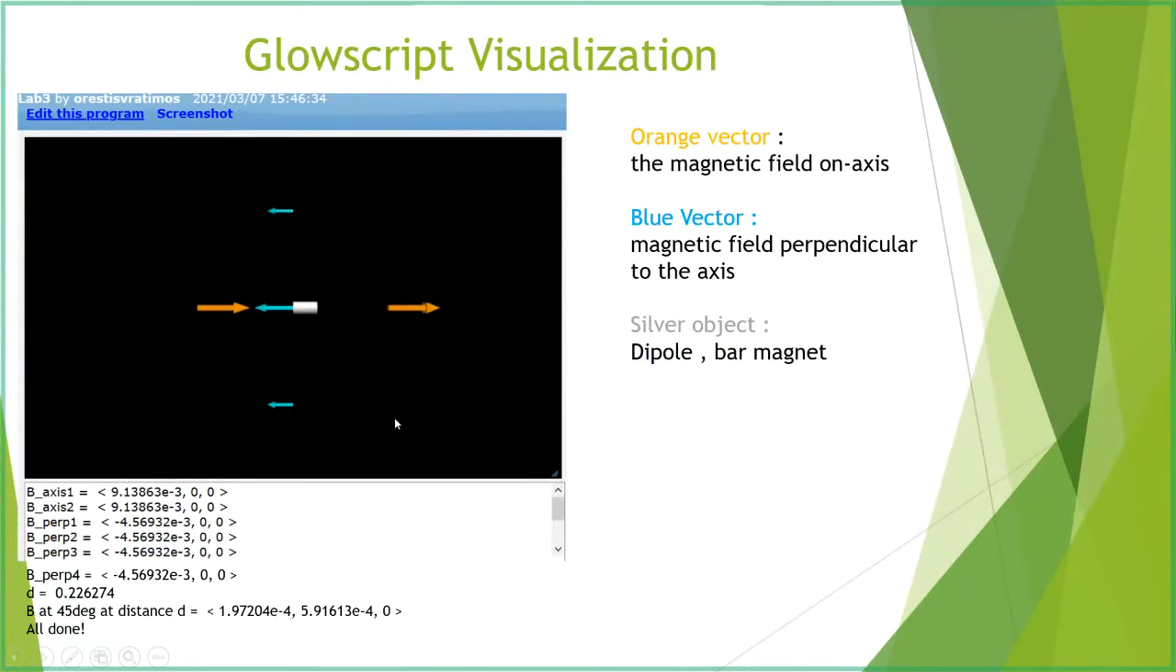Here is the visualization. The orange vector is the magnetic field on axis, the blue vector is the magnetic field perpendicular to the axis, and the silver object is the dipole, which is basically the bar magnet, with the final result being over here.